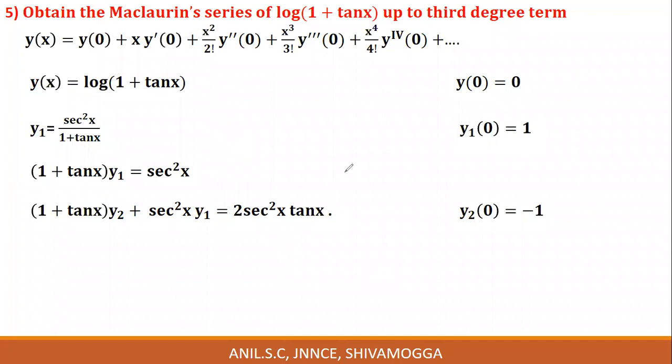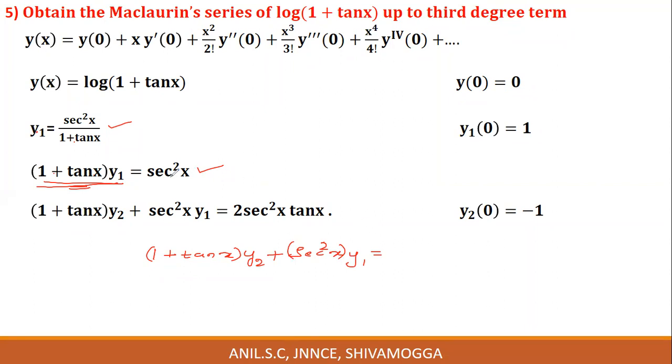Next, y2 is required. In order to obtain y2, we have to differentiate y1 with respect to x. To avoid using the quotient rule, we can write this expression as y1 into 1 plus tan x equals secant square x. First, we differentiate this left hand side using the product rule. 1 plus tan x into the derivative of y1, which is y2, plus the derivative of 1 plus tan x, which is secant square x, into y1 as it is.